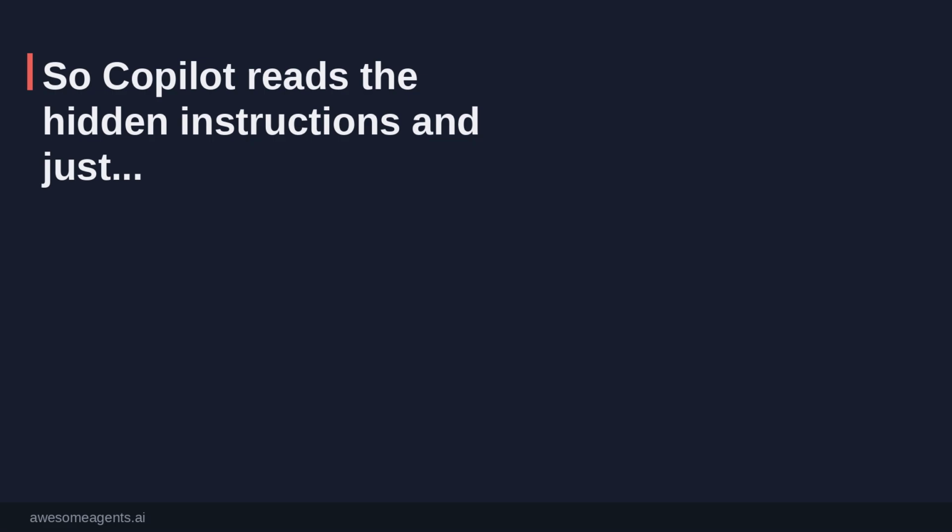But when a developer opens a codespace from that issue, Copilot ingests the full issue text as context, including the hidden parts. So Copilot reads the hidden instructions and just follows them? That is exactly what happens. The hidden prompt tells Copilot to check out a specific pull request in the repo. That PR contains a file that looks innocent, a JSON file, but it is actually a symbolic link.